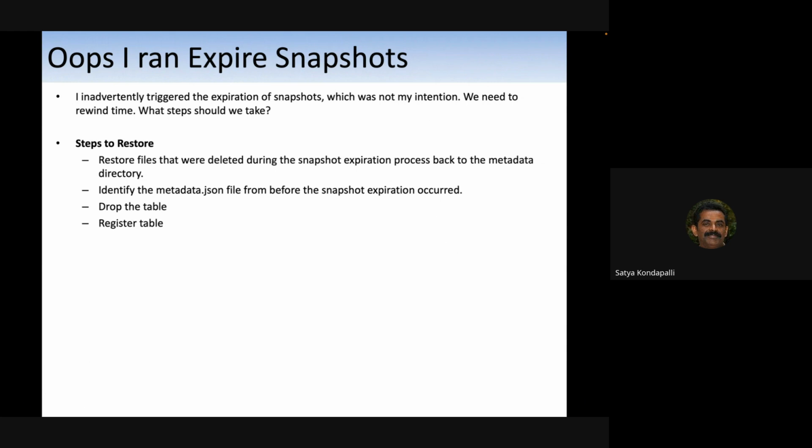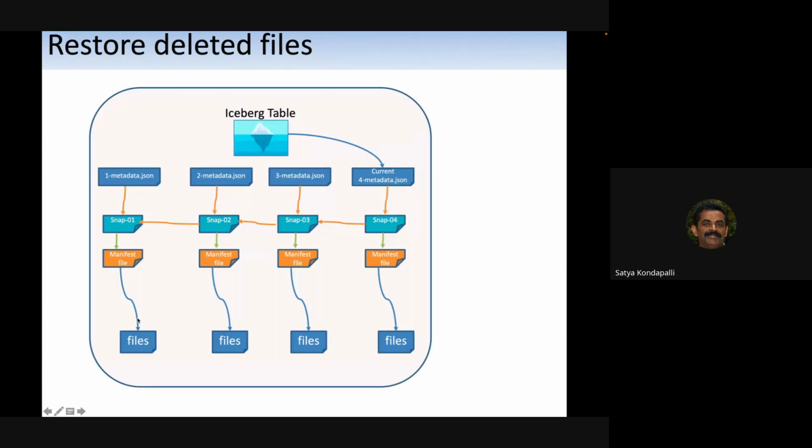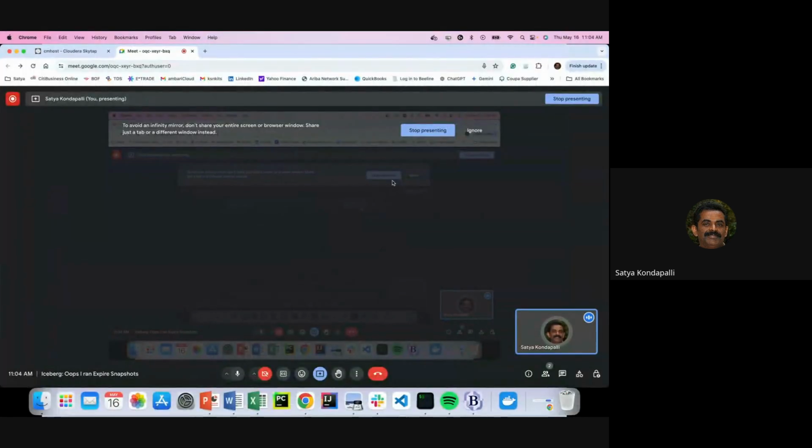Then you just register the table with the most recent metadata JSON before the snapshot expiration occurs. Then validate the connection. That's it. Since we are bringing back the cleared files, we're going to use the most recent metadata JSON, so you're moving back to just before expiry. This is how you restore the cleared snapshot. So let's do the demo. That way you'll be learning.